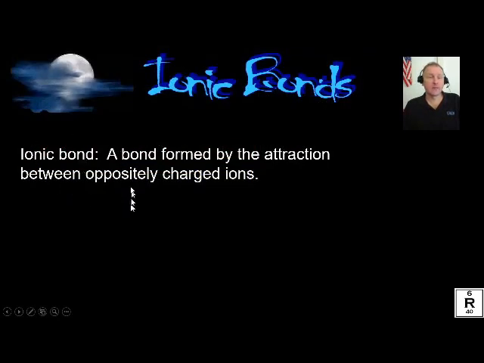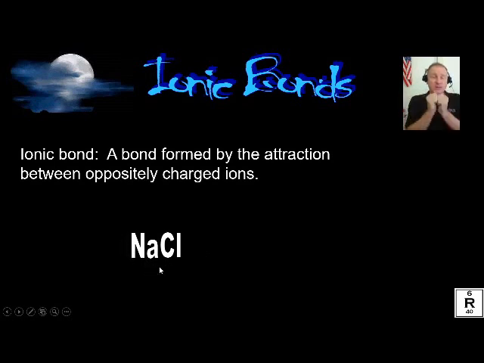So an ionic bond is a bond formed by the attraction between oppositely charged ions. So let's make an ionic bond here: sodium and chlorine. When sodium becomes an ion, it's positive, chlorine becomes negative, and these opposites attract, and that's what makes the bond. It's like magnets. When they attract, they make the bond.